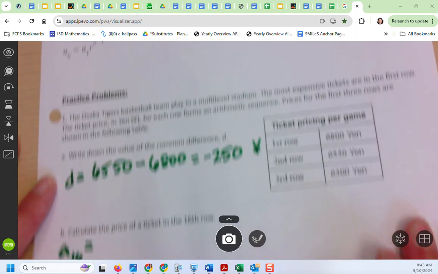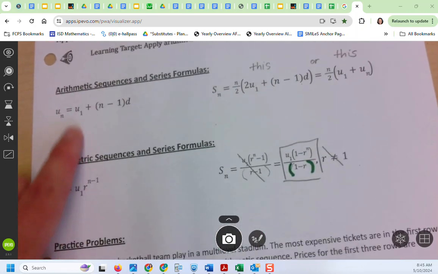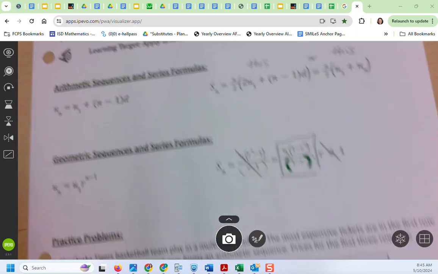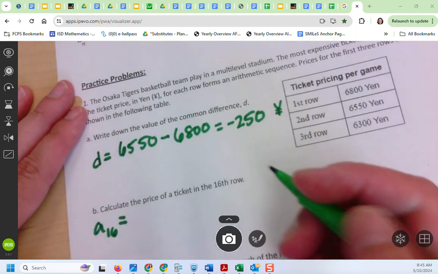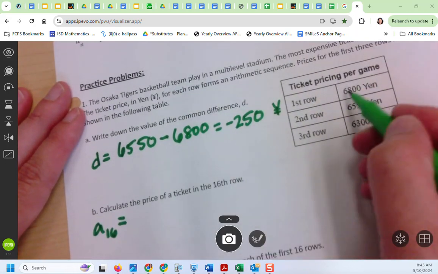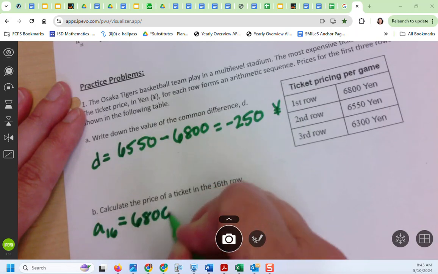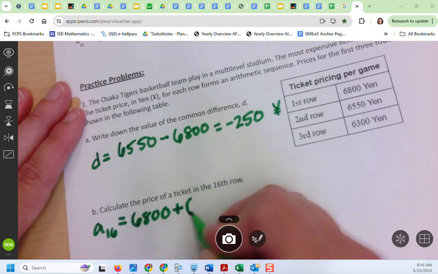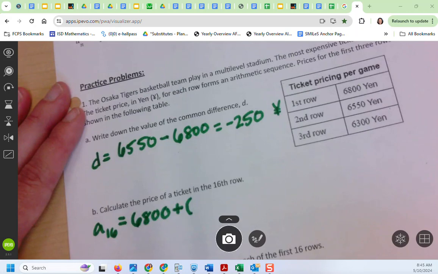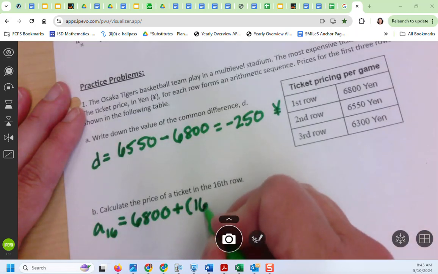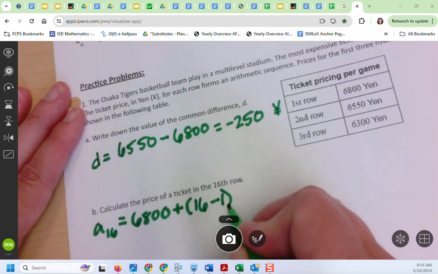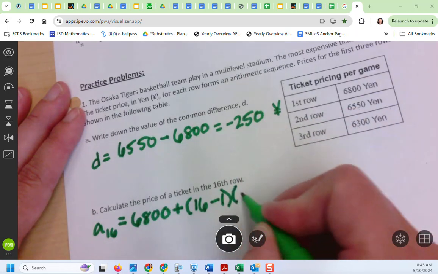And my formula is arithmetic. So it's this one. But again, I'm going to use the A's. So my first term is my A sub 1, and that's this one. Plus, what's my N? 16. And then times D, which we just found.